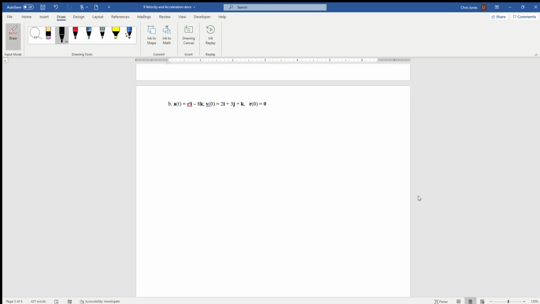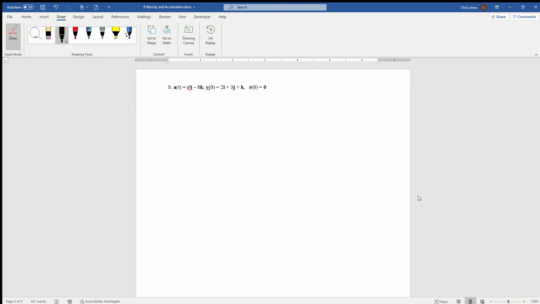One last example, and then we can move on to further applications. We have an acceleration function e to the t i minus 8k. The velocity function at 0 is 2i, 3j, 1k, and r of 0 is equal to the 0 vector. All right, so again, term by term, e to the t dt, that's going to be the antiderivative of e to the t, which is e to the t plus c1.